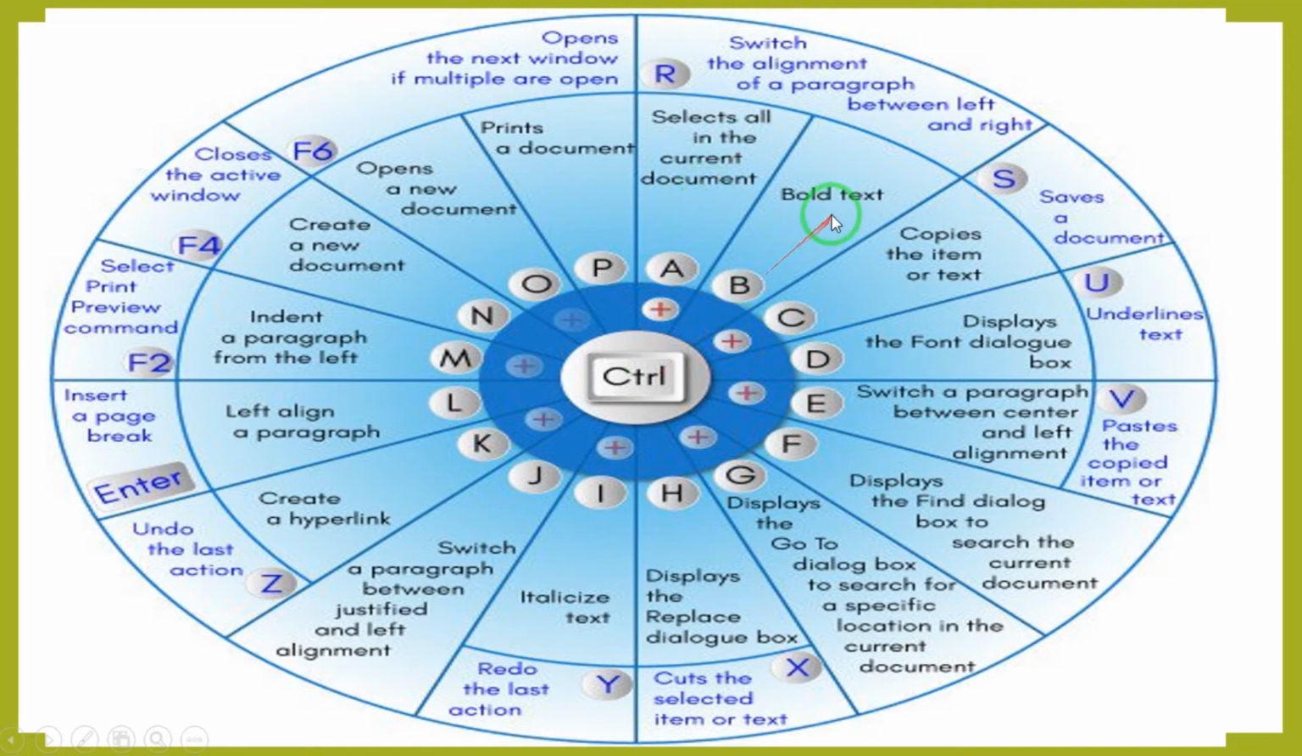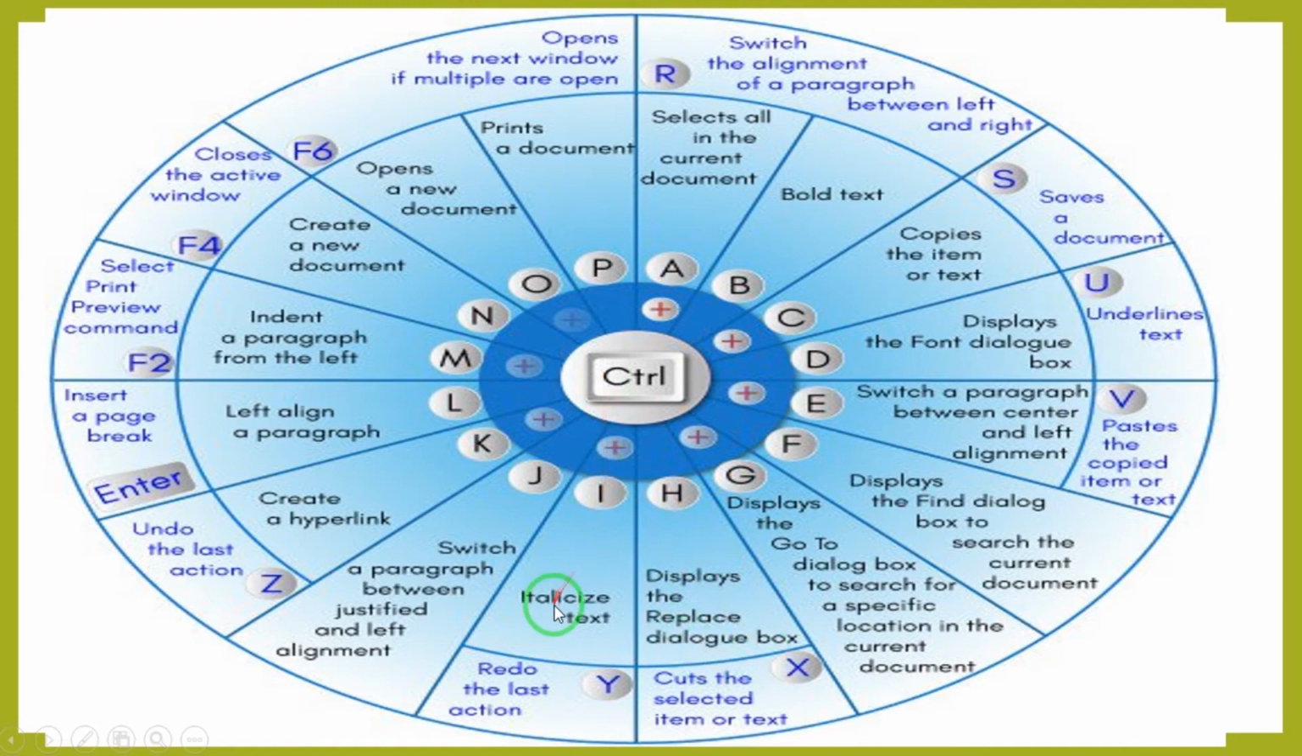Control B is to bold the text. Control C copies the items or text. Control D displays the font dialog box. And Control E switches a paragraph between center and left alignment. Control F displays the find dialog box to search the current document. Control G displays the go to dialog box to search for a specific location in the current document. Control H displays the replace dialog box.